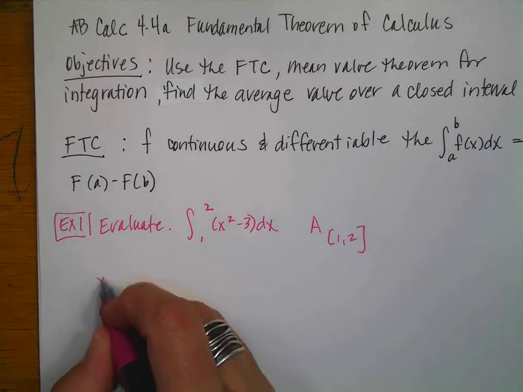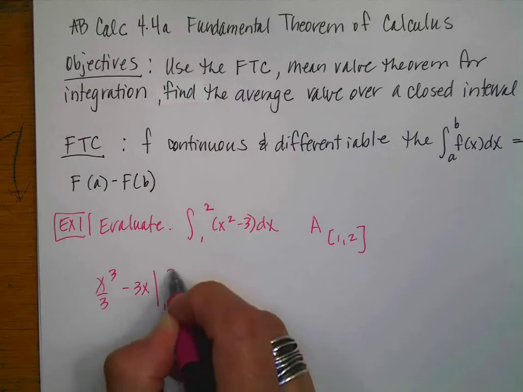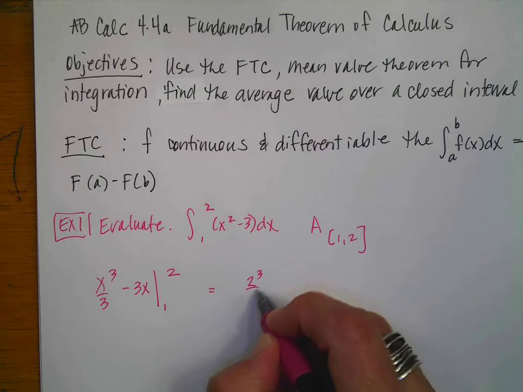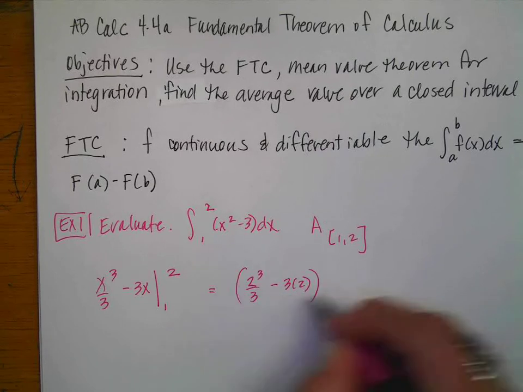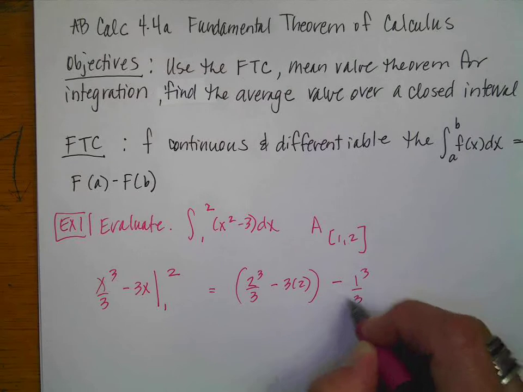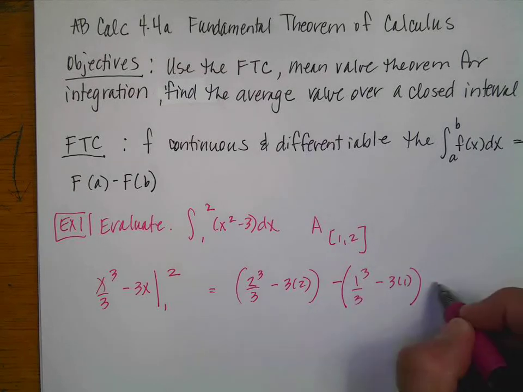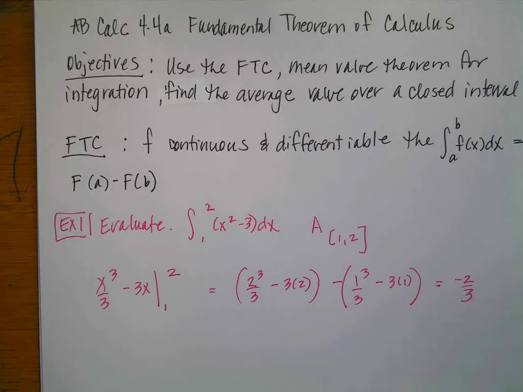So this is going to be x cubed over 3 minus 3x, and we're going to evaluate from 1 to 2. And so this is going to be 2 to the third over 3 minus 3 times 2, minus 1 to the third over 3 minus 3 times 1. And if you do that math, you will get 8/3. Okay? Is that true? I lied. That's not true. You get a negative 2/3.